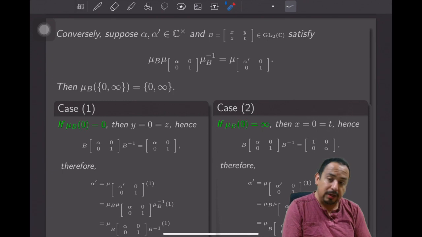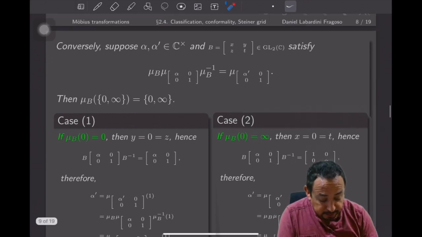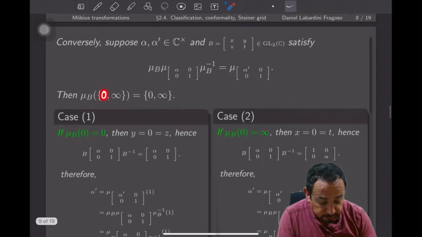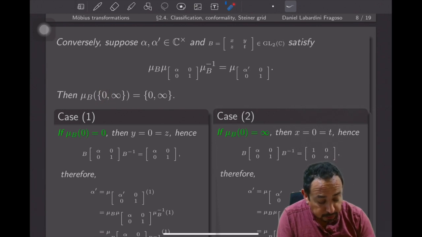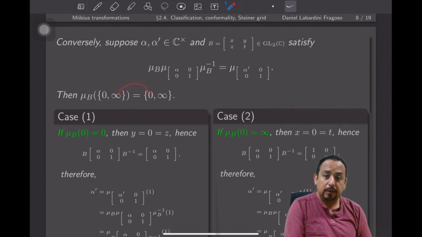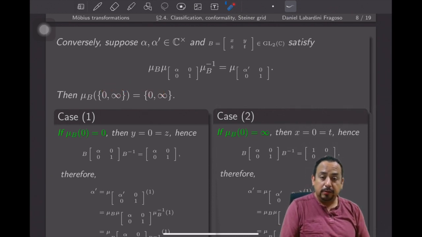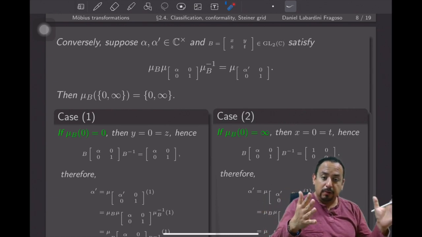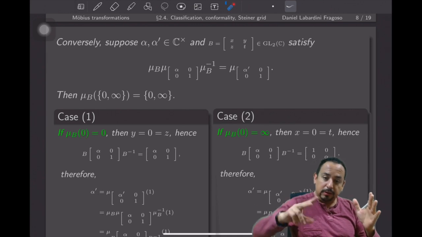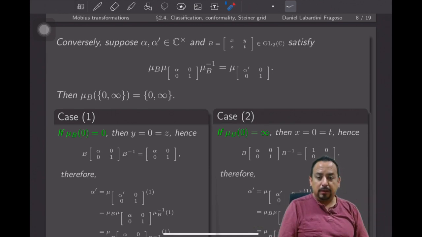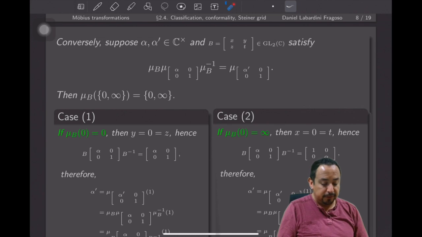And then I have two cases, right? Either mu B fixes 0, and hence also infinity, or it sends 0 to infinity, and hence infinity to 0. And then I'm going to analyze the two cases. In one of the cases it is going to tell me alpha and alpha prime are equal. The other case is going to tell me alpha prime is equal to alpha inverse.